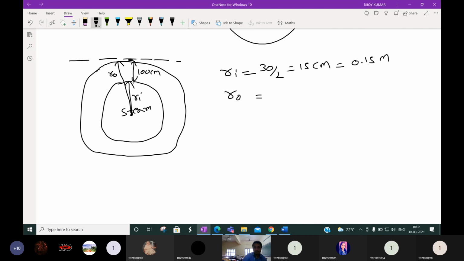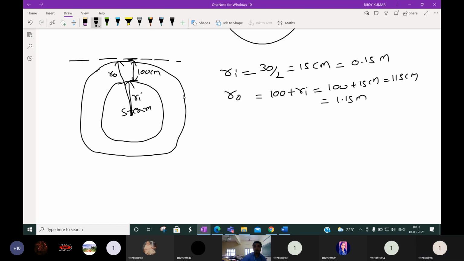This is the steam pipe. From the steam pipe to the earth, the distance given is 100 centimeter. Then what I asked is the outer radius. Outer radius means this much. What will be the Ro? It will be 100 plus Ri, or 100 plus 15 centimeter, or 1.15 meter. Is there any doubt in it? Sir, that is not 15 centimeter, it is 30.